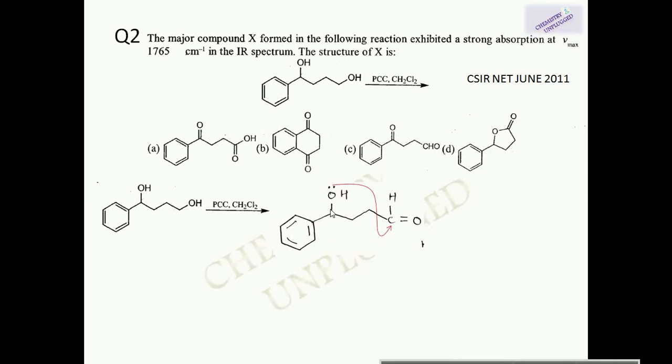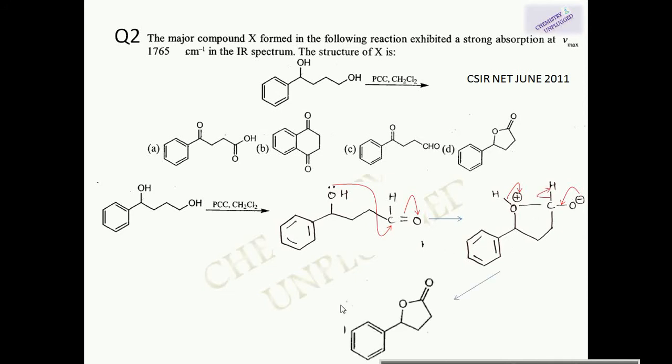So in this step, the lone pair of electrons of oxygen will attack on carbon, and in the next step, this hydrogen will be removed and it will give its electron to oxygen. It is electron deficient, and this electron will shift here to form a double bond. So we have a lactone compound, and we know that lactone shows IR absorption at 1765 or 1770 centimeter inverse. It is a characteristic absorption peak for lactones. Therefore, option D will be the correct answer.